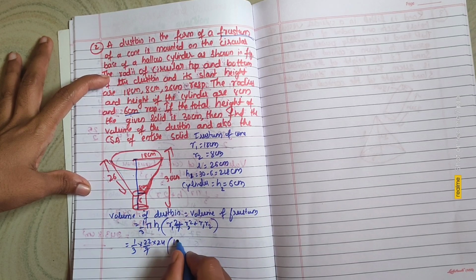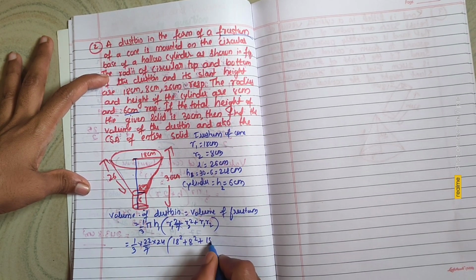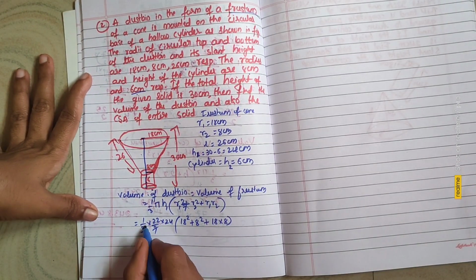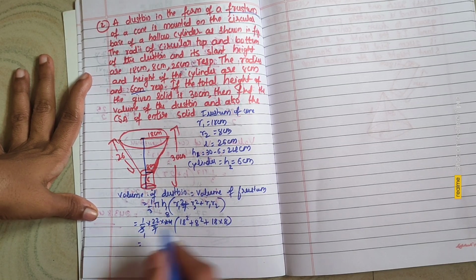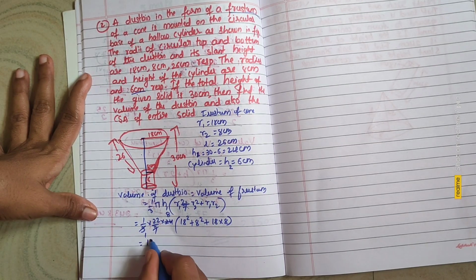This is 18 square plus 8 square plus 18 into 8. Now we will simplify everything here. This is 3 1s are 3, 3 8s are 24. Now we will multiply everything here. This is 176 divided by 7.